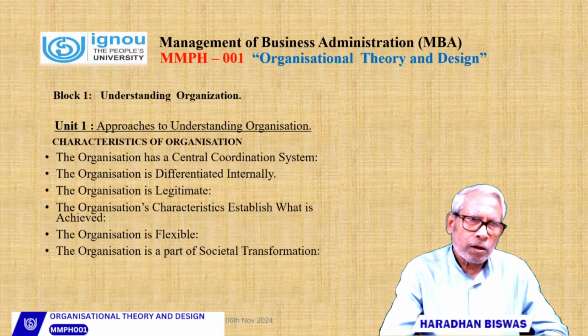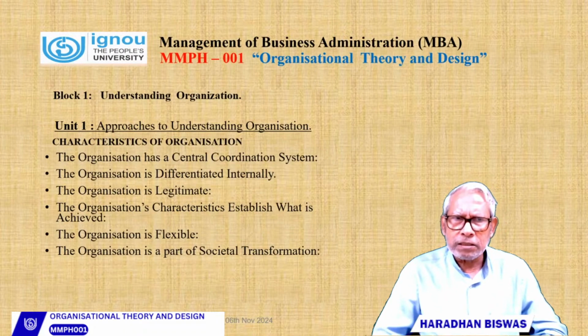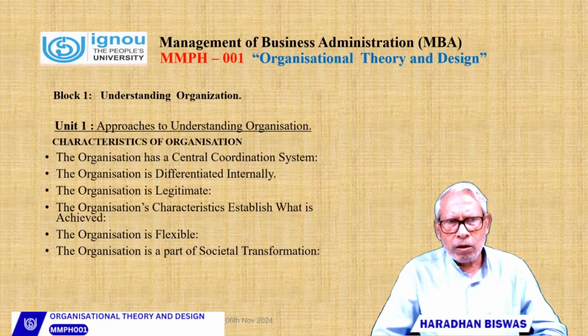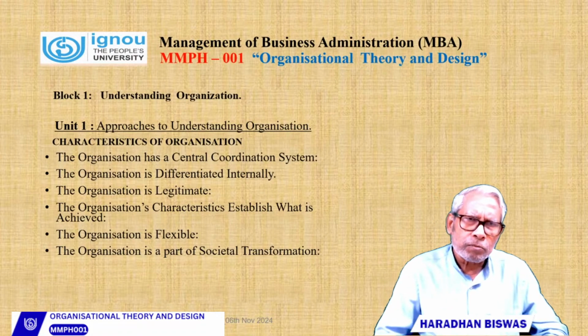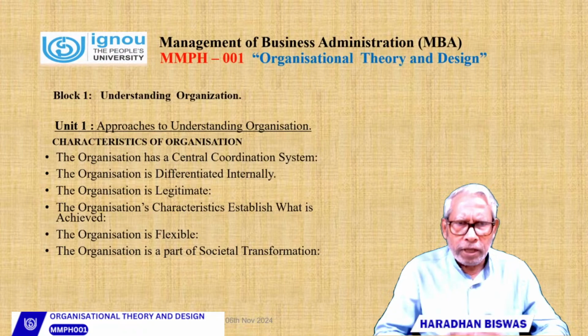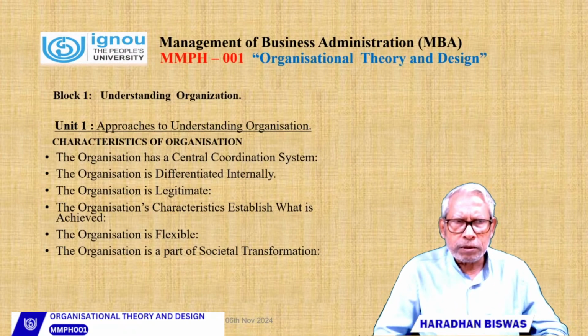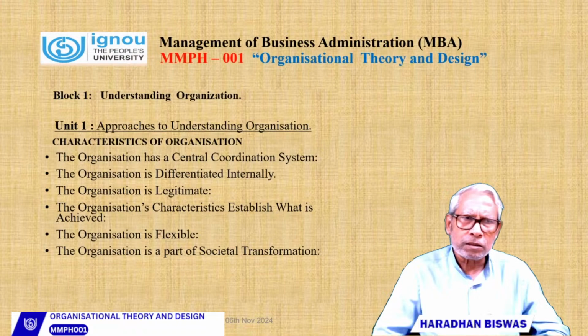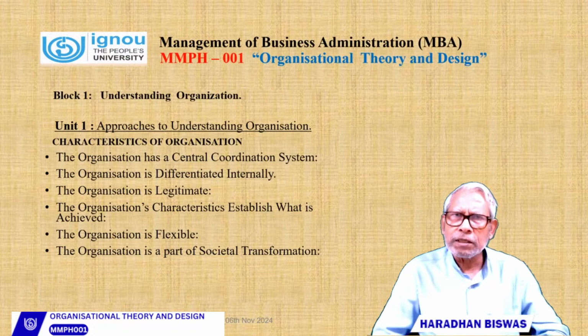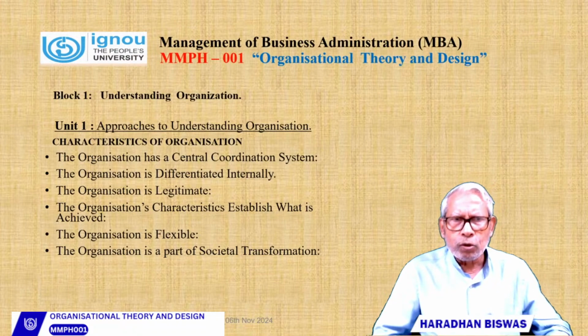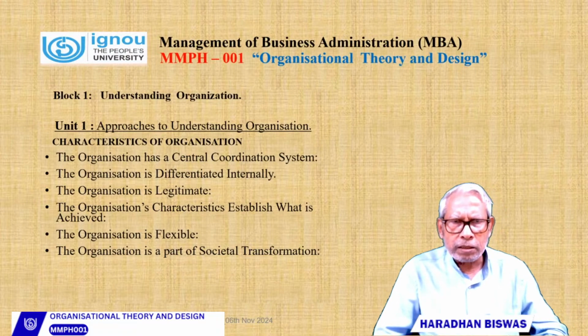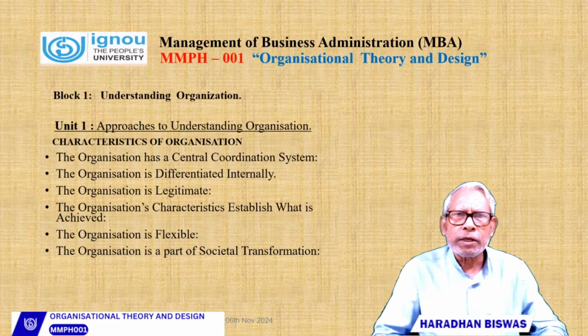Organizations. Now there are so many characteristics. Organization has a central coordination center. So an organization is always like our brain, where everything is controlled, with the decision-making process and other things. Organization is differentiated internally. So there are so many departments, so many activities going on, everywhere in a staggered way, and some interlinks are there.